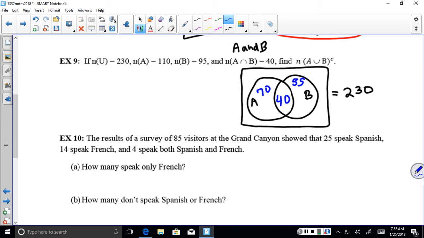Okay, and then I have 230 total. How do I find out if anyone's outside the circles? Add them up, subtract from 230. And what do you get? 65.